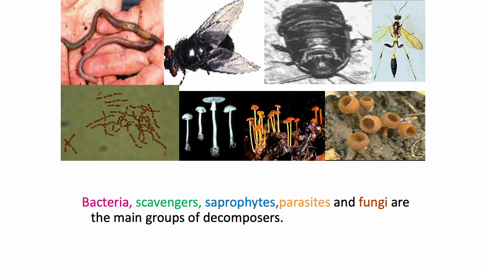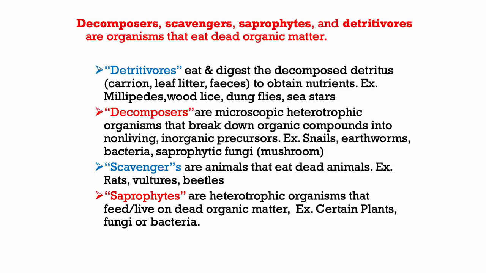In this picture you can observe the different types of decomposers such as the earthworms, mosquitoes, housefly, different types of mushrooms, bacteria, etc. Bacteria, scavengers, saprophytes, parasites and fungi are the main groups of the decomposers. Decomposers, scavengers, saprophytes, and detritivores are the organisms that feed on the dead organic matter.